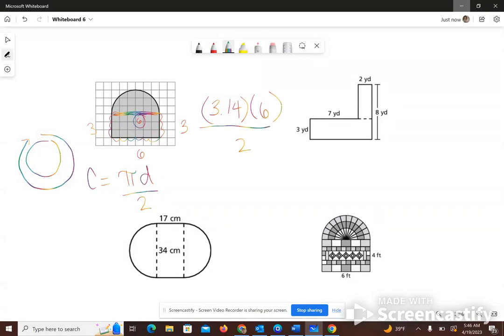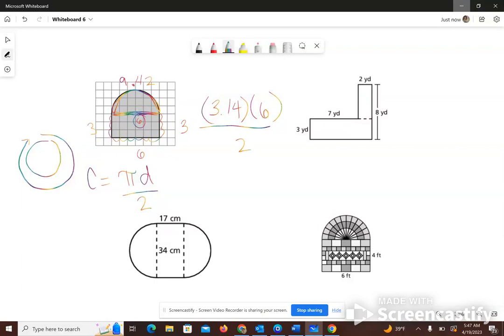So using my calculator, I am going to multiply 3.14 times 6. I got 18.84, and then I'm going to divide that by 2. And I get 9.42 approximately. So that would be the outside of this semicircle.